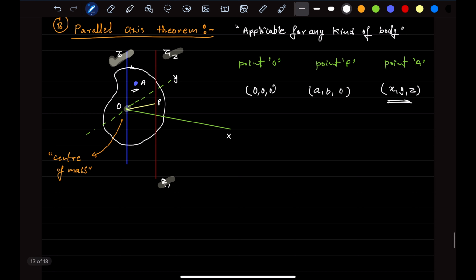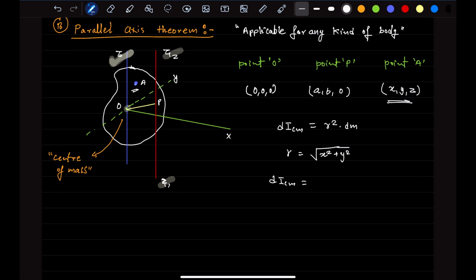r square dm, right? And r will be the perpendicular distance from the center of mass axis, and you know very well that if this is the z-axis and the coordinates are x, y, z, then the perpendicular distance from the z-axis will be under root of x square plus y square, right? The perpendicular distance from the z-axis is due to only the x and y coordinates, right? We have understood this in the perpendicular axis theorem as well.